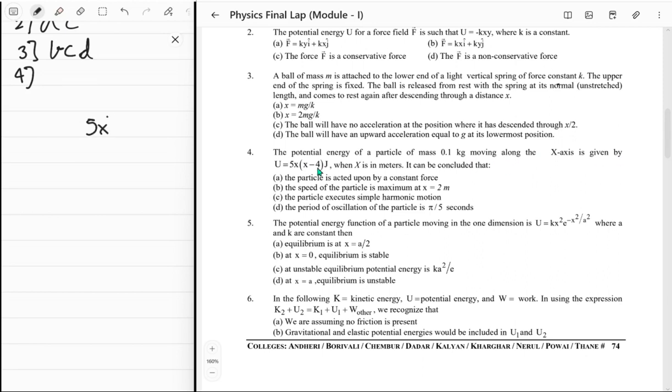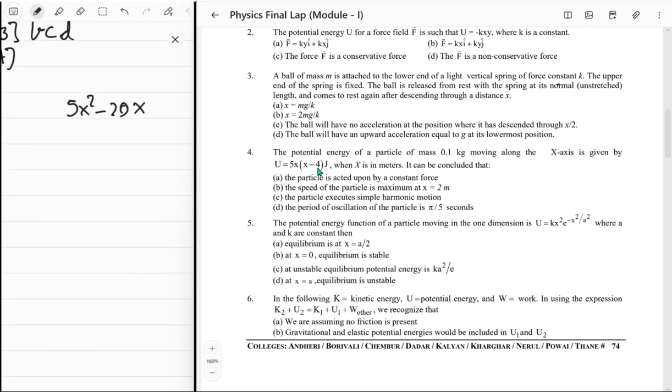So 5x square minus 20x. इसका अगर मैं negative d upon dx करूँ, then that's 20 minus 10x. That's the force. So the particle is acted upon by a constant force? No. The speed of the particle is maximum at x equal to 2. This is going to be the minimum value of potential energy at that point, right? So yes, the particle executes simple harmonic motion. Yes, that's very much correct.